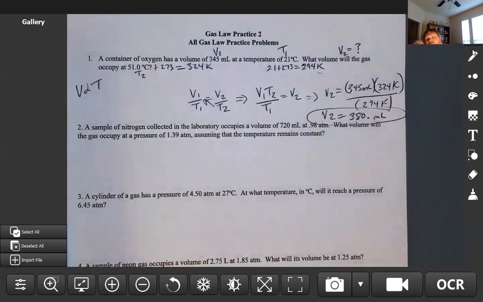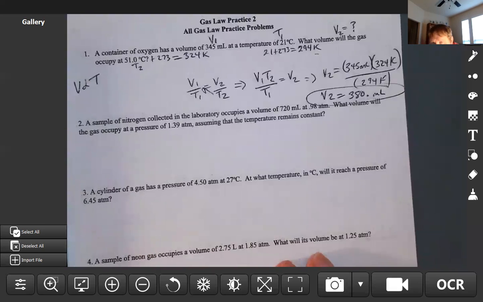We read a problem, we have to tell what we're being given in terms of the properties of gases. And then based on that, we have to make a choice about which gas law, which relationship we're using to solve it. And then it's just a proportion. And we're going to plug in and use some pre-algebra to get our answer. Let's continue on with a bunch of different examples here.